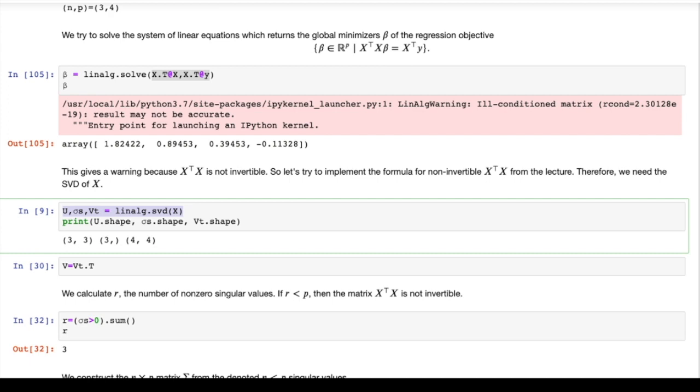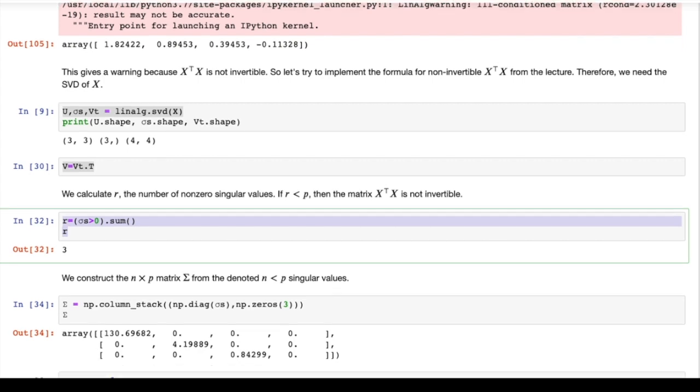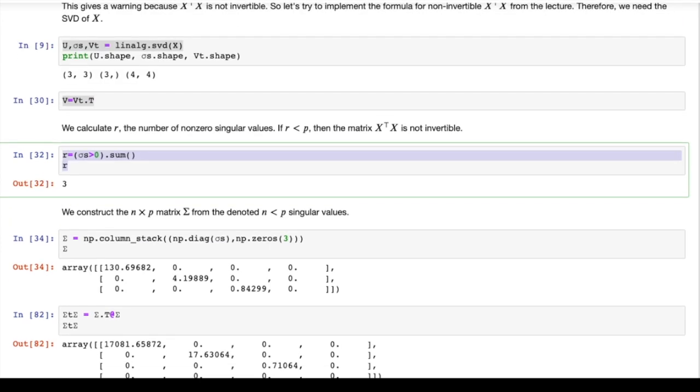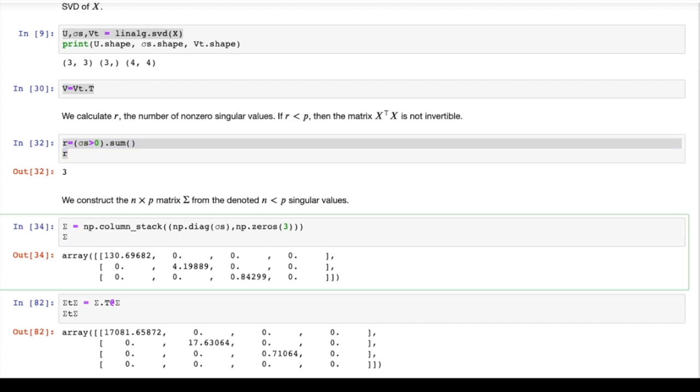And then we get our matrices U and sigma, which are our singular values, and V transposed. You see here the shapes. U is a 3 times 3 matrix, sigma is actually just the singular values, so it's just an array, and we have V transposed as our 4 times 4 matrix. Then r is our index for which we have non-zero singular values, and this is equal to 3. And 3 is smaller than p, which is equal to 4. So here we have the problem that the matrix X transposed X is not invertible.